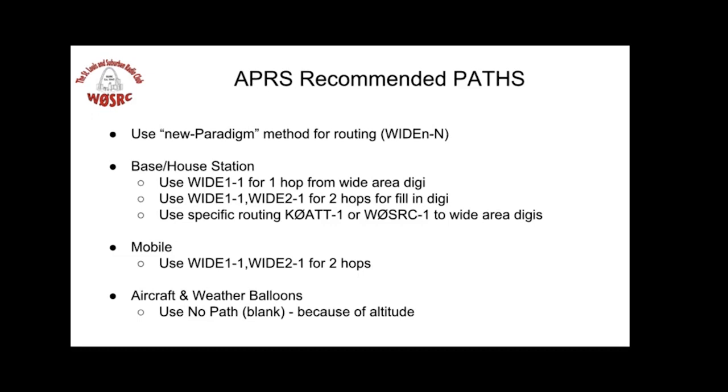So again, the new paradigm method of routing. You've got a house or base station. Use wide 1-1 for the first hop. Wide 1-1, wide 2-1 for 2 hops through a fill-in Digi, unless you want to specify which Digipeater you want to go through. And you can do that. So you can do source routing for the first hop and dynamic routing for the second hop. And that's totally okay. Mobiles, wide 1-1, wide 2-2 for a total of 2 hops. And again, aircraft and balloons, no path, blank. Okay?